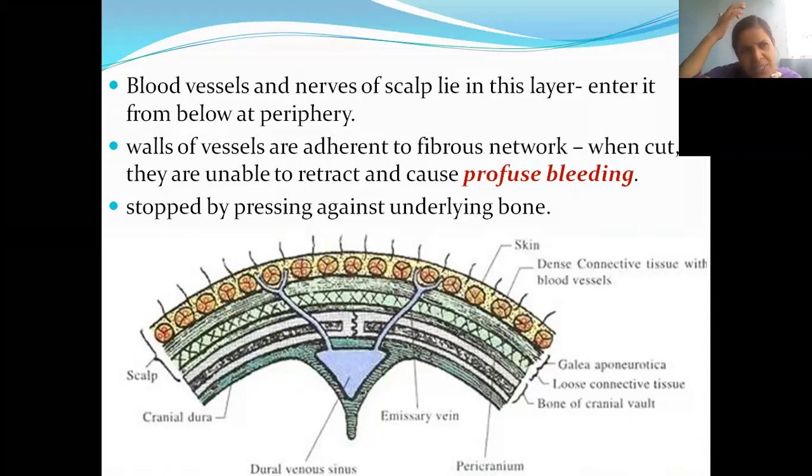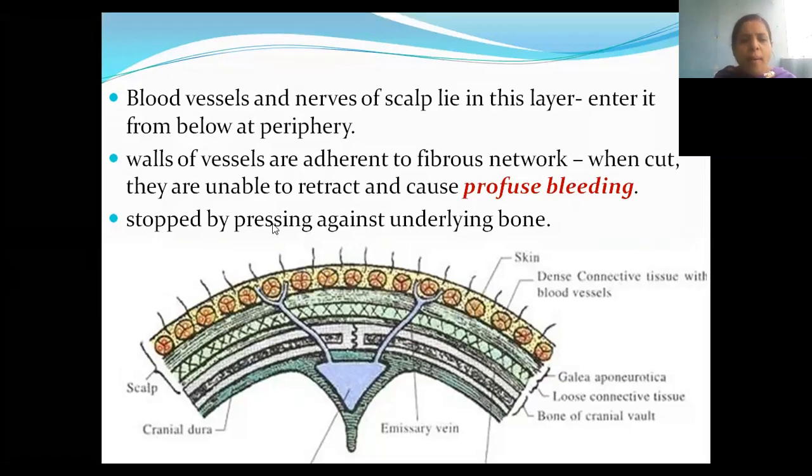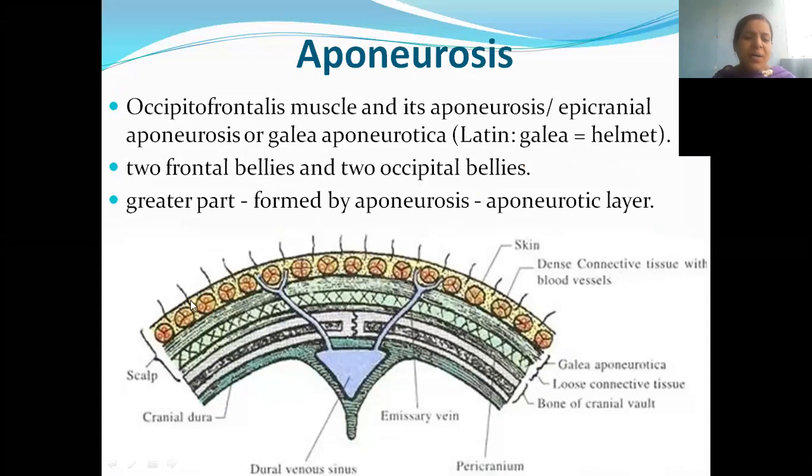That's why if there is any injury in the scalp, it will lead to heavy bleeding. Okay, heavy bleeding. So it is stopped by pressing against the underlying bone. That means in order to stop the profuse bleeding in the scalp, we are supposed to apply pressure from outside. Now, what is the third layer?